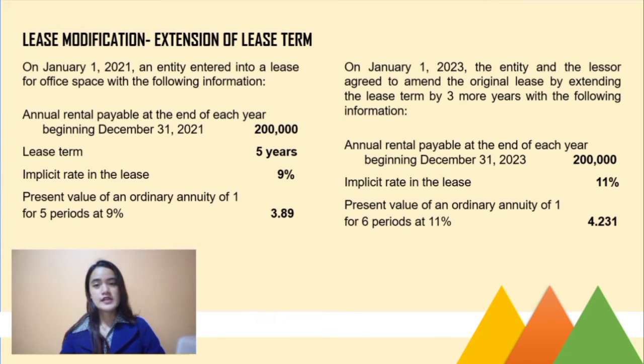Annual rental payable at the end of each year beginning December 31, 2023, same amount pa rin na 200,000. Implicit rate in the lease, tumaas tayo ng 2%, naging 11% na. Present value of an ordinary annuity of 1 for 6 periods at 11%, 4.231. So, dito makikita natin na 6 periods na lang yung natira.